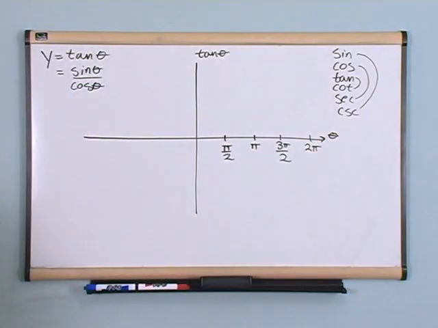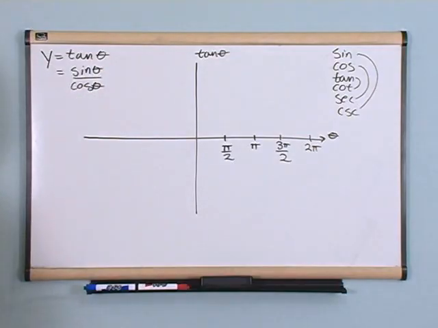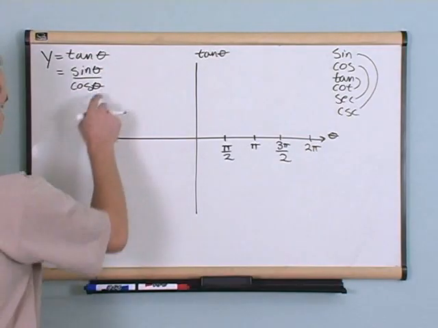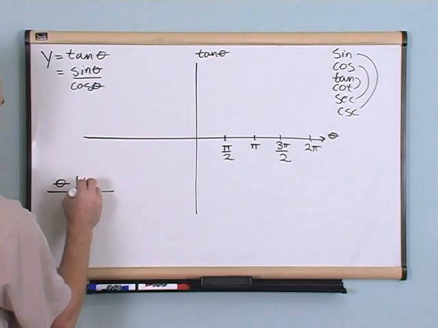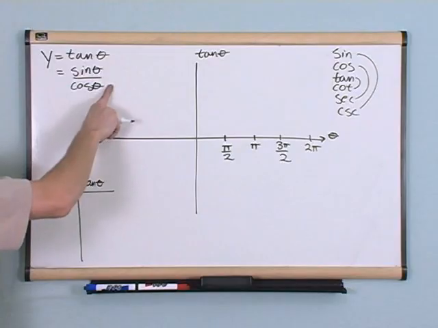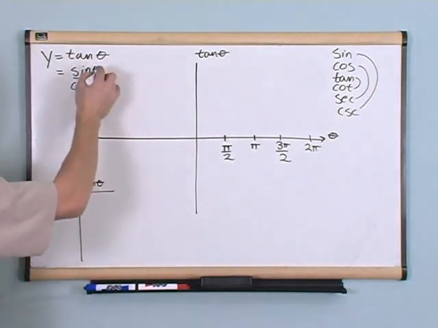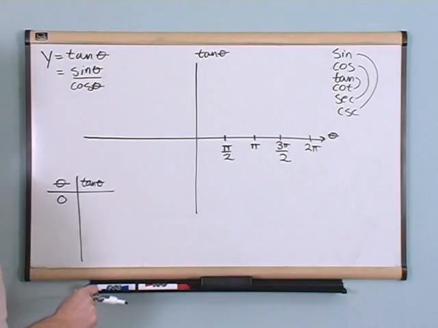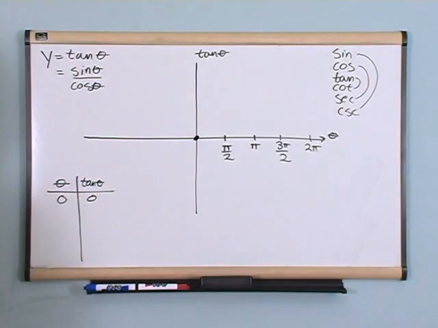The question is how do we proceed? It's sine divided by cosine. What you need to do in this case is look at how sine and cosine behave independently of one another. Well, look at 0. Let's make a little chart for ourselves. Here's theta, and here's tangent theta. At theta equal to 0, I'm going to put 0 in. I'm going to get sine of 0 divided by the cosine of 0. What's the sine of 0? If you look back at your unit circle, sine of 0 is 0, and 0 over anything is just 0. So I'm going to have a 0 right here. Tangent of 0 is 0.